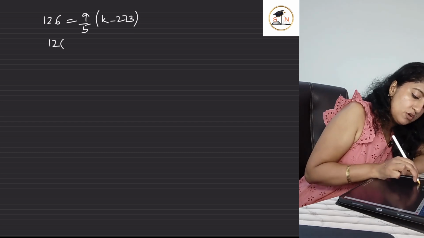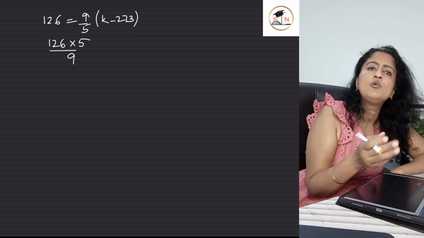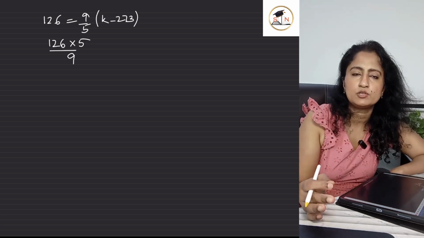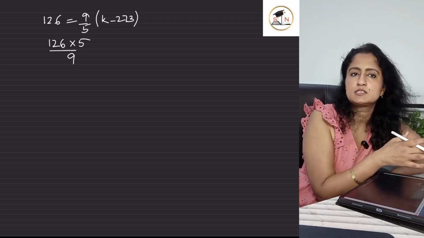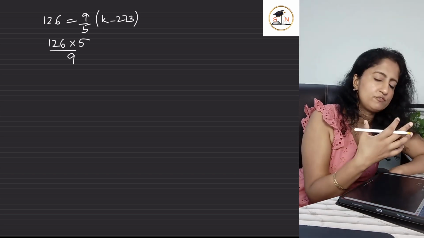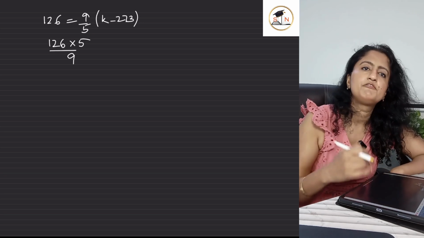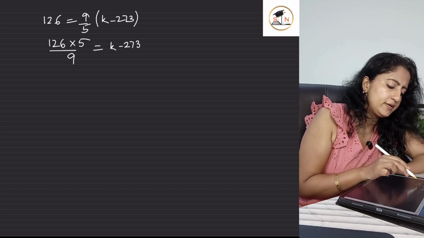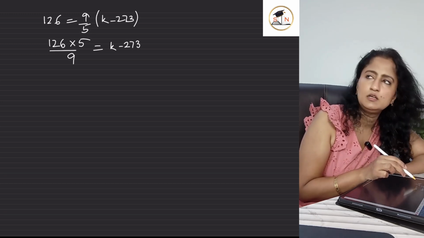Now what will we transpose? We are going to do 126 into 5 by 9. I took the whole fraction on the other side, and since the fraction was in multiplication to the bracket, when it went to the other side, it went into division. Division in the sense, over there it became a reciprocal, it got flipped, and that leaves us with K minus 273.